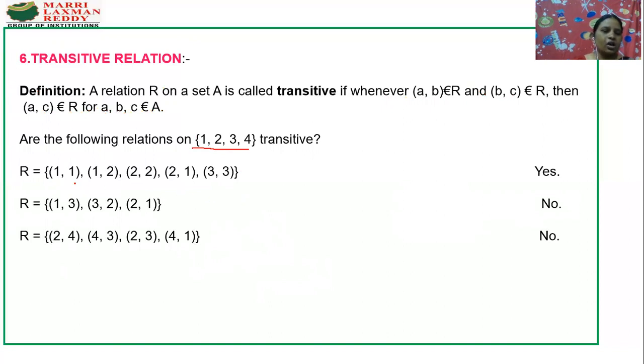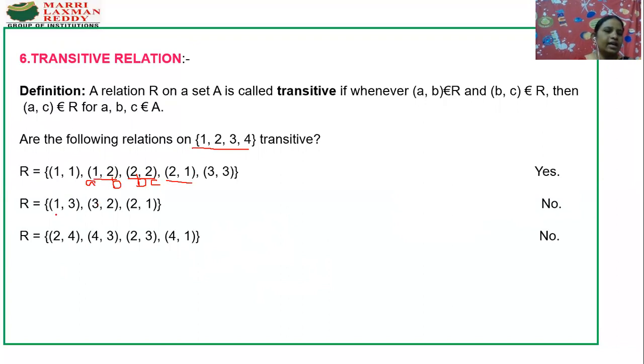If you take (1,2) as (a, b), and (2,2) as (b, c), then (1,2) is present in the relation. So it is transitive. Observe one more example: here it is (2,2), (2,1). (a, b), (b, c), then (2,1). (2,1) is present in the relation, so it is transitive.